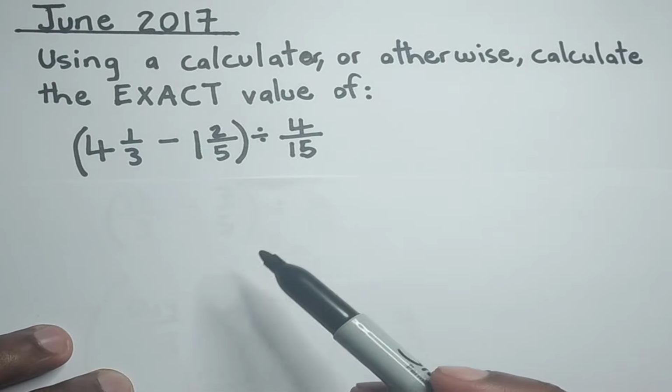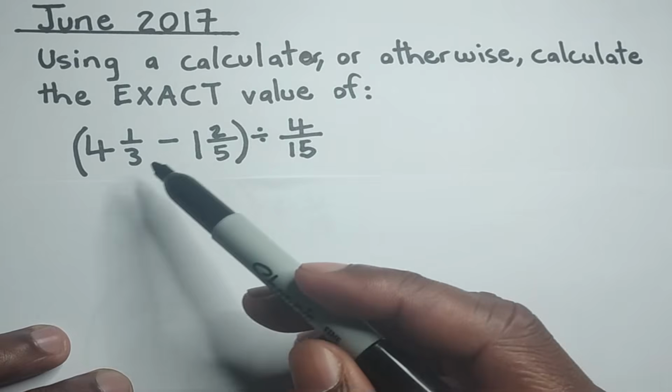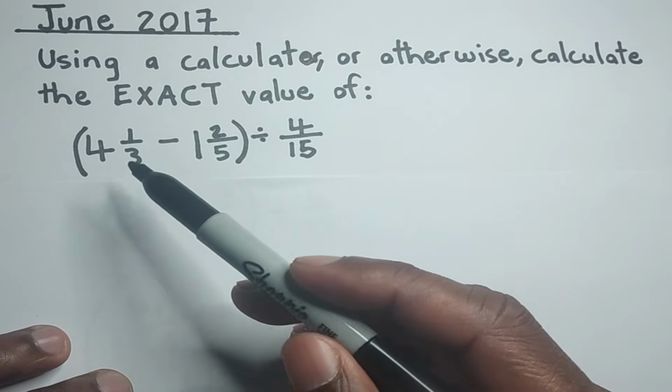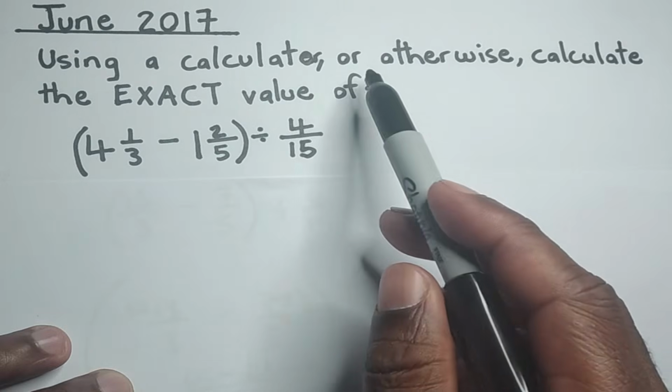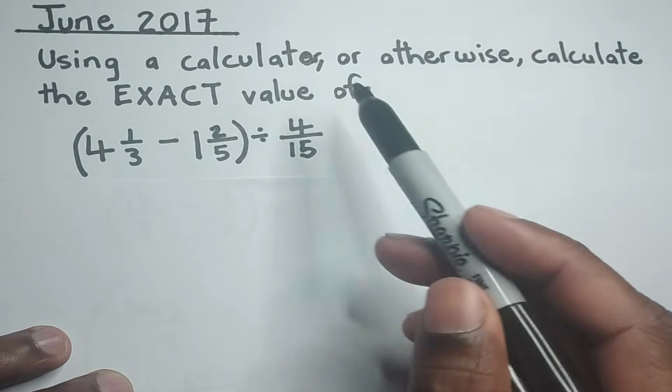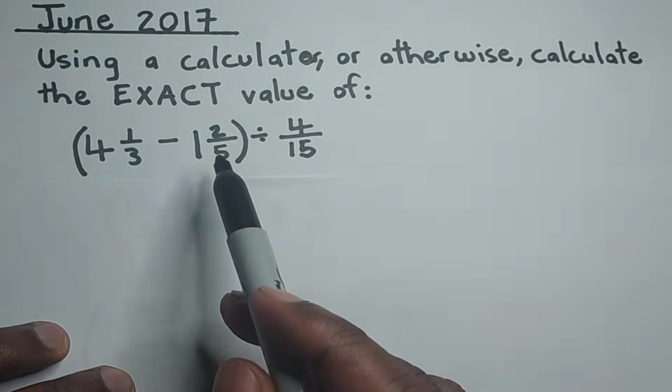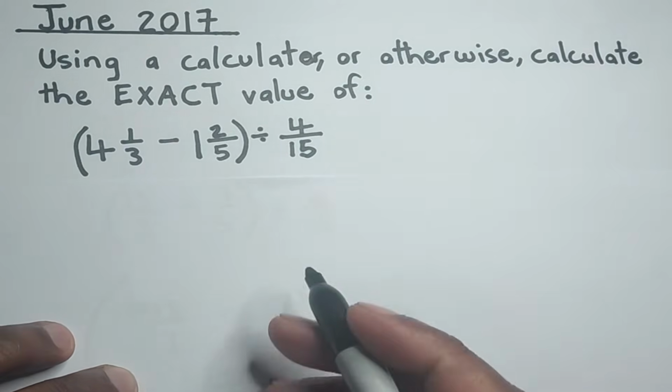All right, now here we have the fraction question on the June 2017 paper. This asks us to use a calculator or otherwise to calculate the exact value of (4 and 1/3 minus 1 and 2/5) in brackets, divided by 4/15.